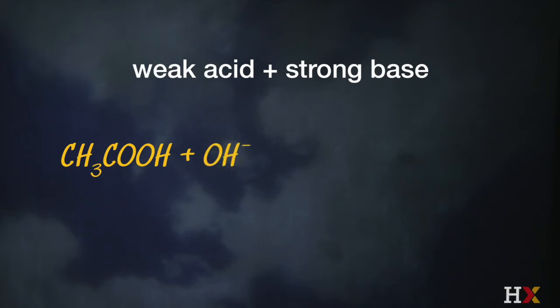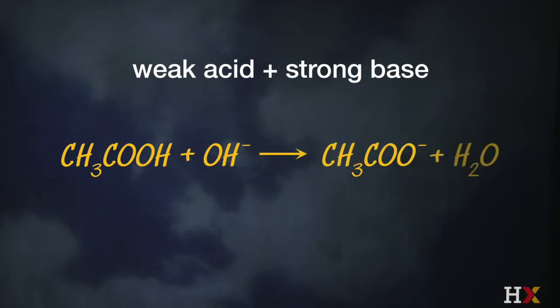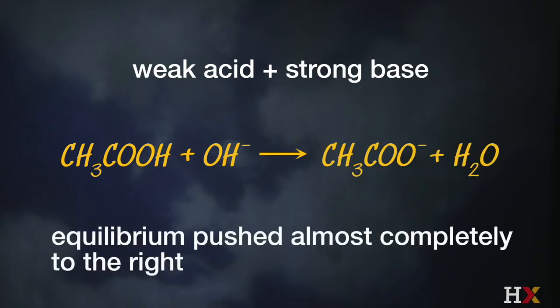So let's start out with what we had for case 2 above, where we added a strong base to a weak acid. When we do that, we take our acetic acid, CH3COOH, and we add a strong base, OH-. And when we do that, we produce the CH3COO anion and water. So the equilibrium is pushed almost completely to the right because the equilibrium constant is very large for that. We saw that in case 2 above.